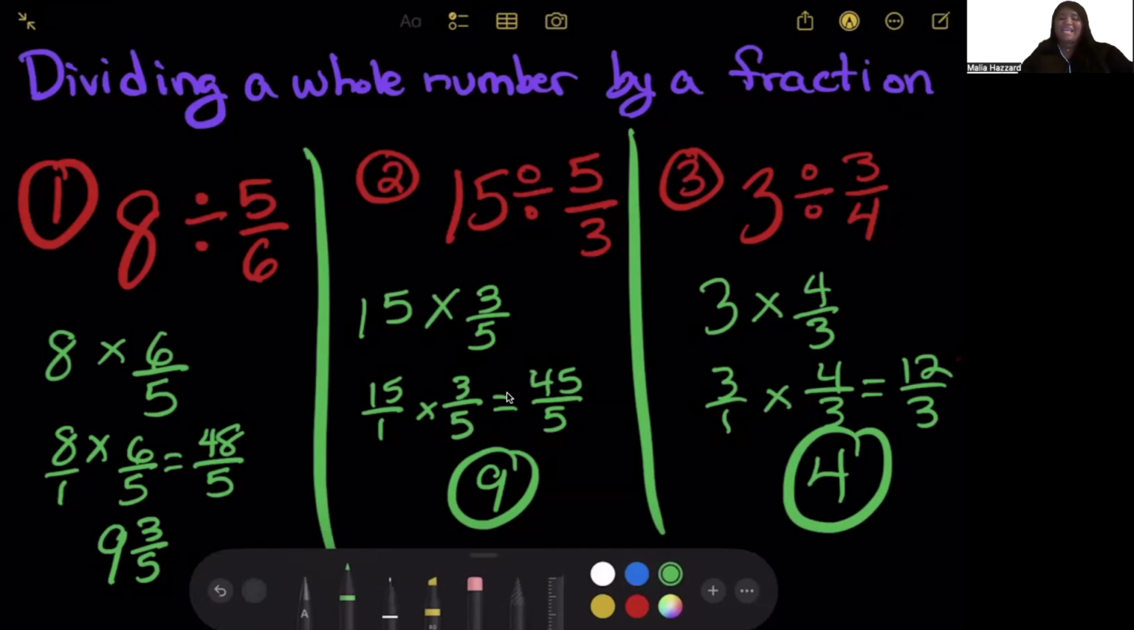All right. So this concludes our lesson for today on dividing a whole number by a fraction.